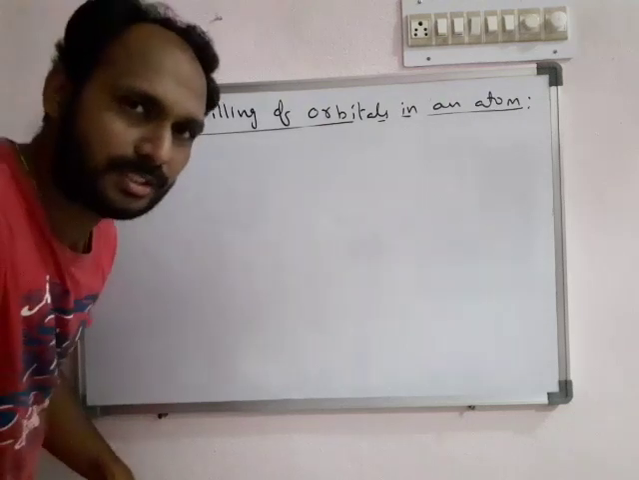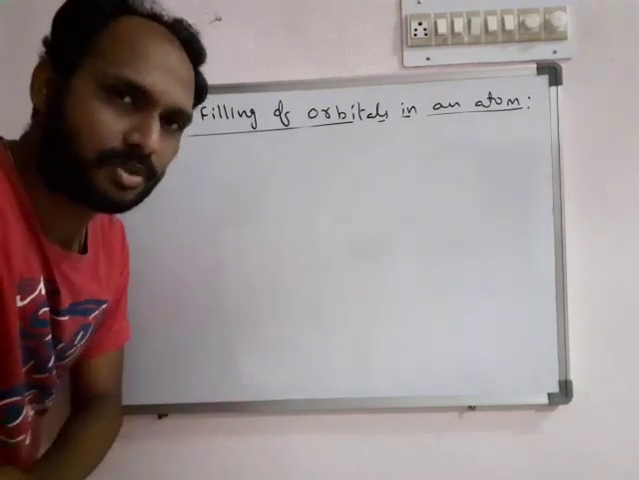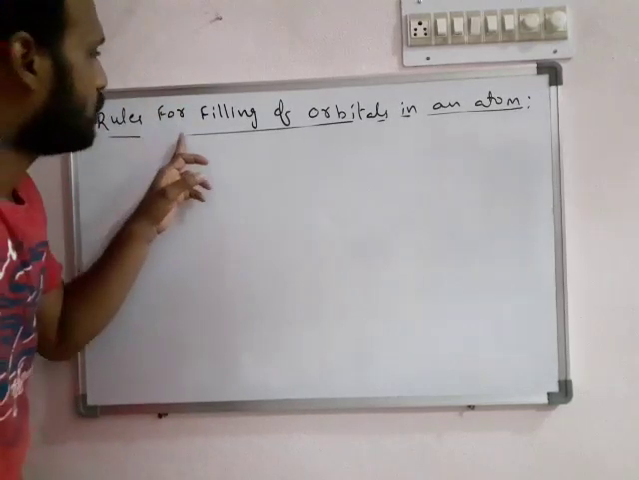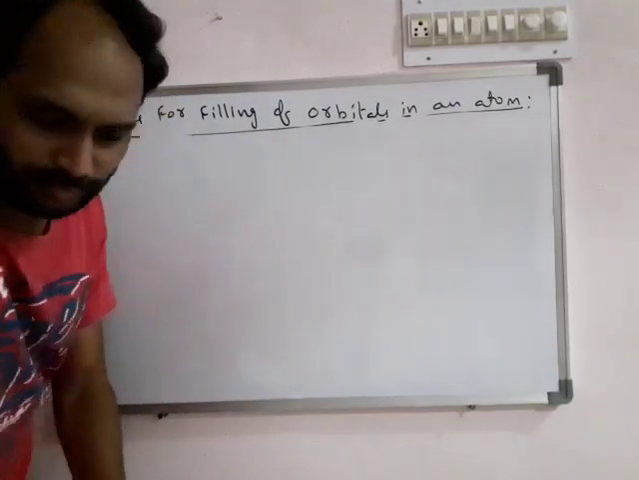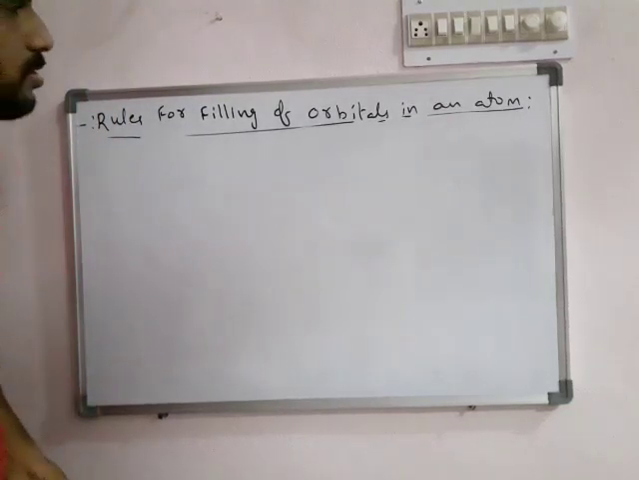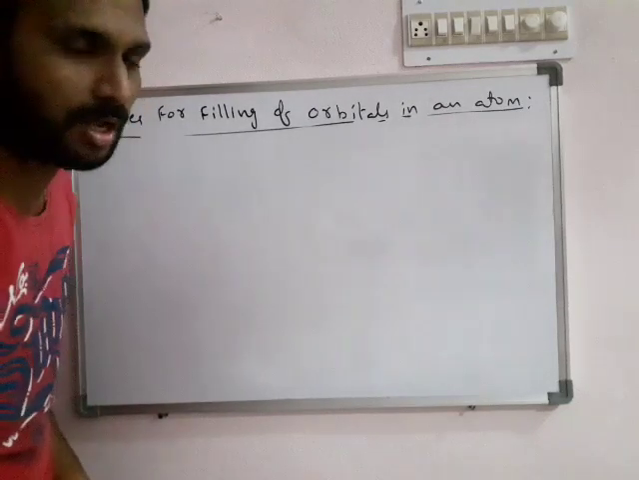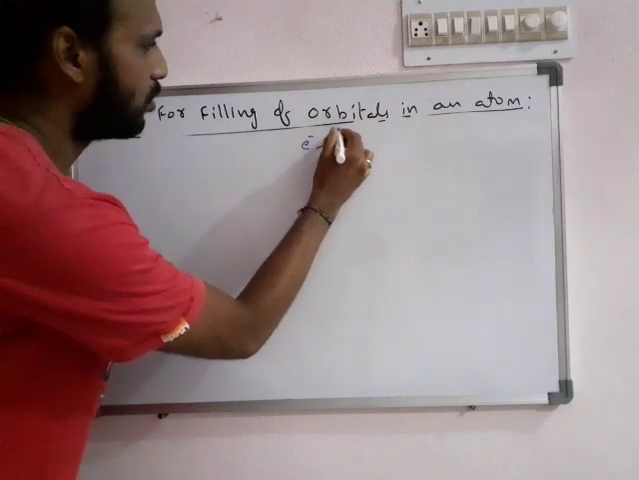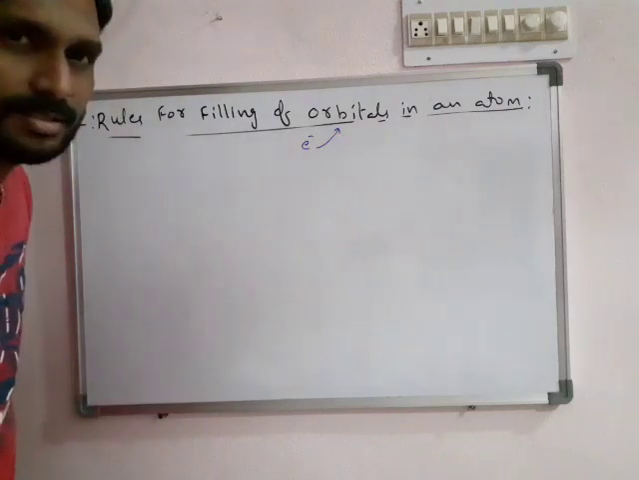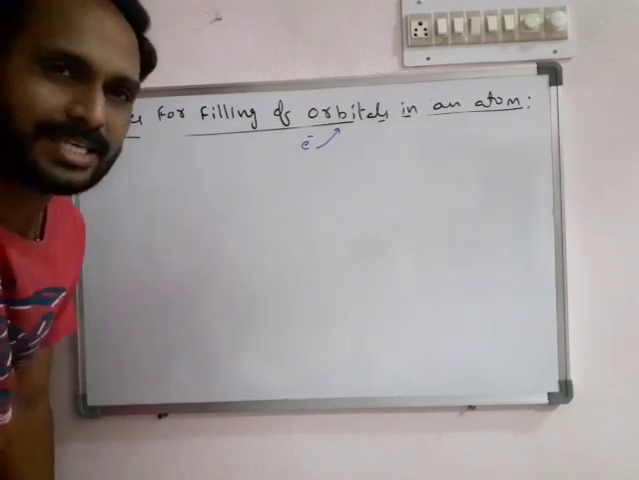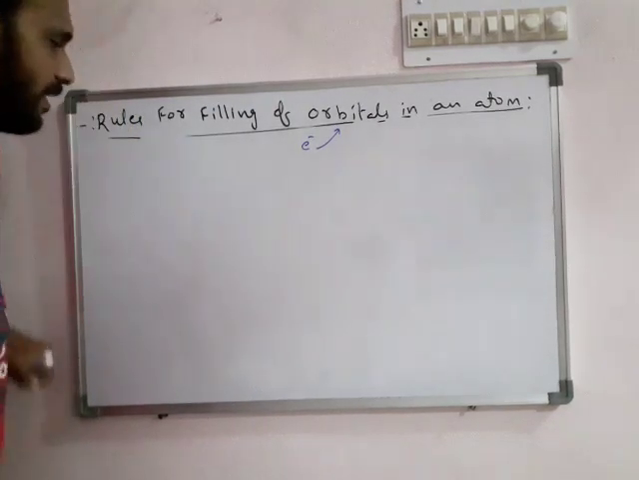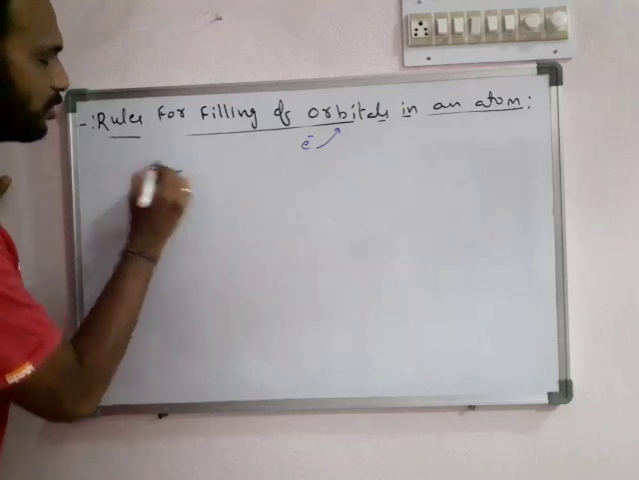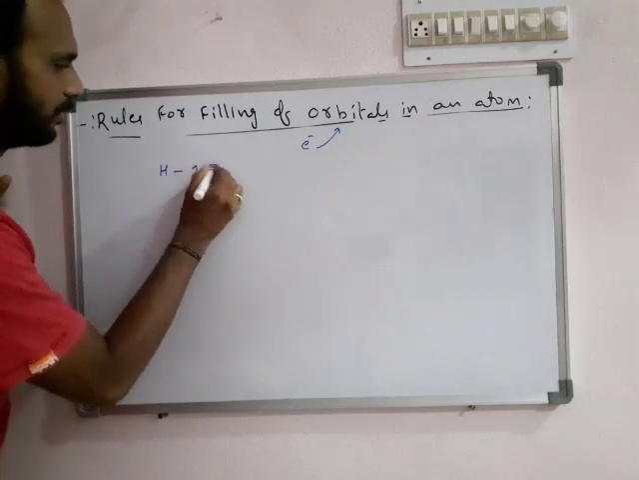Okay, today our topic is rules for filling of orbitals in an atom. We know electrons are filled in different orbitals. Electrons fill in different orbitals, and every atom contains a different number of electrons. For example, the atoms of hydrogen element have only one electron.